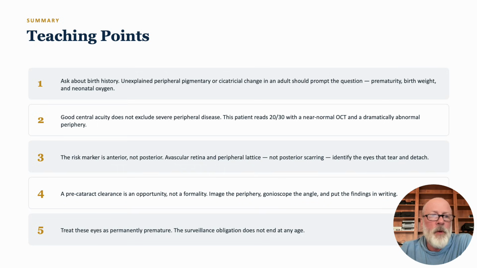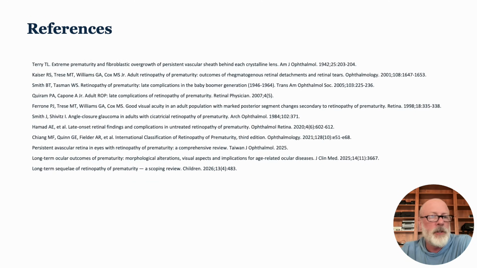So just a few teaching points. Ask about that birth history if you see a patient with similar findings. Good central acuity does not exclude peripheral disease, as in our patient we could see not really severe peripheral disease, but peripheral changes. Risk marker is anterior, not posterior. The avascular retina really is on the anterior edge of the retina, not more posteriorly. Pre-cataract clearance, from a retinal standpoint, we're looking for any areas of traction, lattice degeneration, anything that might need to be treated. And here's some of the references.